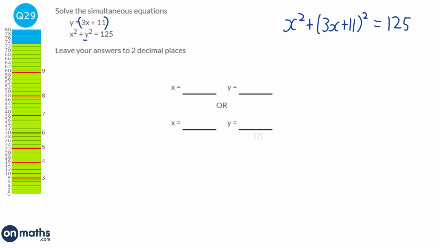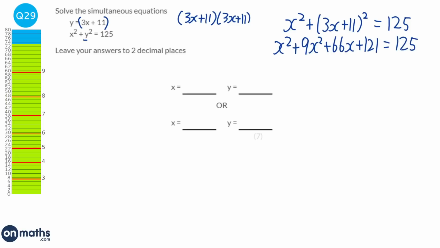Okay. Now we need to expand the brackets there. And so we're going to have x squared, and you can use any method you want. And don't forget, when you square brackets, that's just going to be 3x plus 11 brackets 3x plus 11. So we're going to do 3x squared, which is 9x squared. So plus 9x squared. And then we've got 3x times 11 plus 3x times 11, which is 33x plus 33x, which is 66x. And then we've got 11 times 11, which is 121.